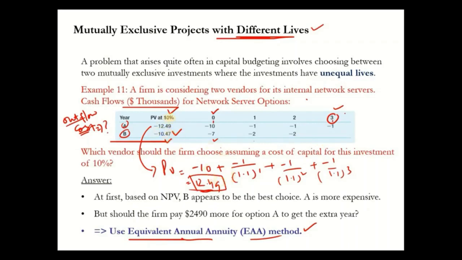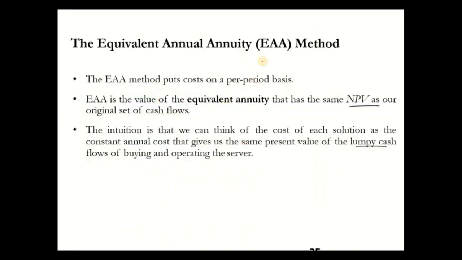This is how we did it, with a 10% discount rate. The answer is 12.49. So in that case, when you cannot tell which project we should go for, there is an option. What option is that? We use the equivalent annual annuity method. The equivalent annual annuity method actually tells you the cash flow or cash outflow for every period.